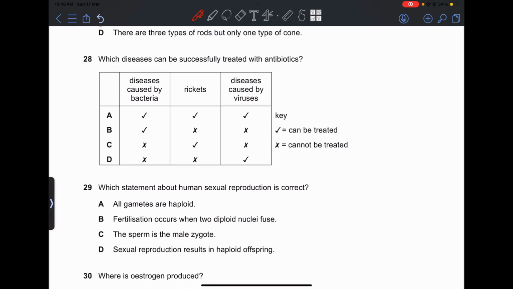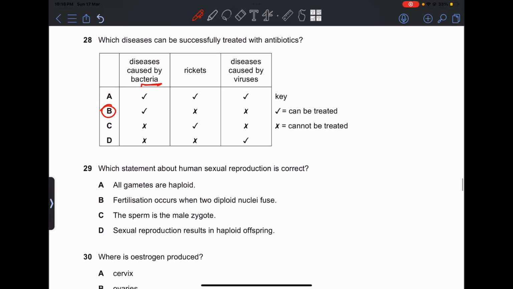28. Which diseases can be successfully treated with antibiotics? Of course, anything that is caused by viruses cannot be treated by antibiotics. Rickets, for example, is not caused by viruses or bacteria. It is caused by a vitamin deficiency. So only diseases that are caused by bacteria can be treated, and anything else is not treatable with antibiotics.